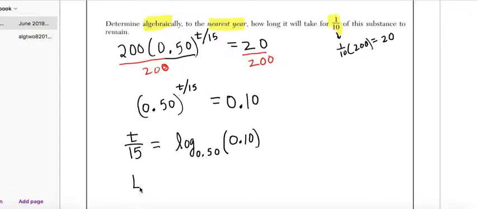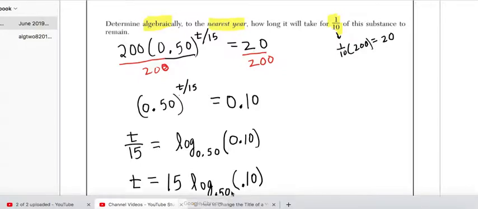So if I multiply both sides by 15 so that I get t alone, t is equal to 15 times log base 0.5. Yeah, I got lazy. Here, I'll put it 0.50. I'm just not putting the 0 anymore. You don't have to. Of 0.10. So I'm going to put that in our calculator.